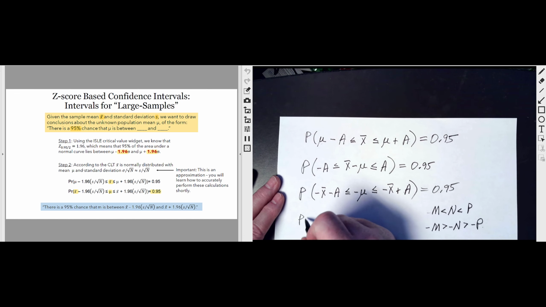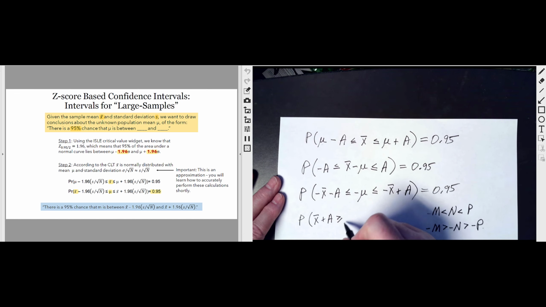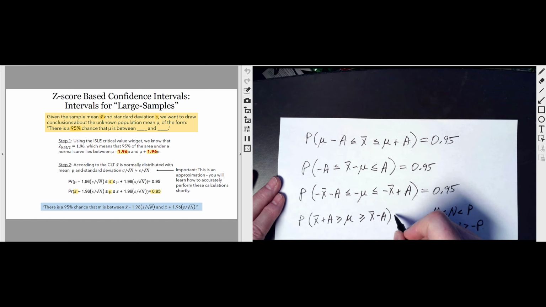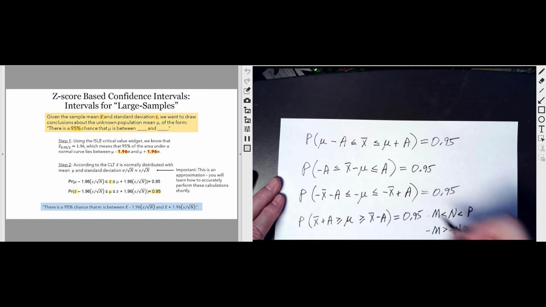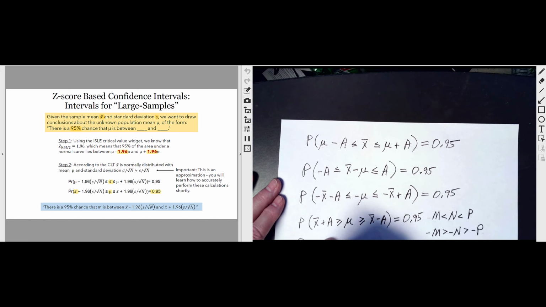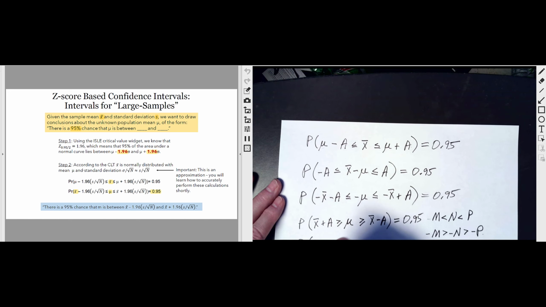So that means that the probability of x bar plus a being greater than or equal to mu, which is greater than or equal to x bar minus a, is 0.95. And then we just move the inequalities around again and switch the sides of things. This is the same as x bar minus a is less than or equal to mu, which is less than or equal to x bar plus a.